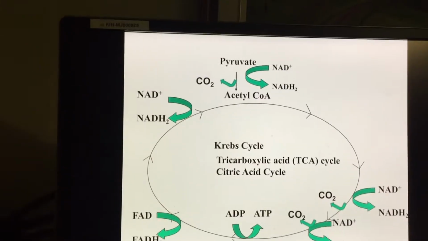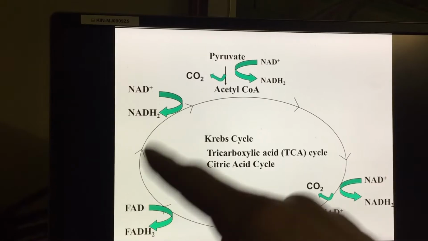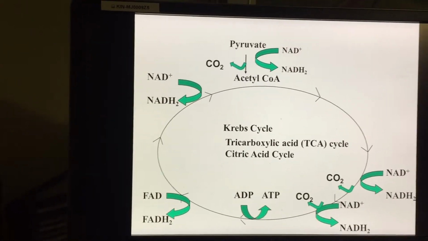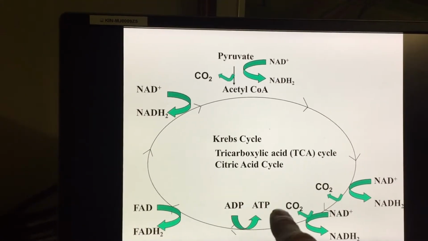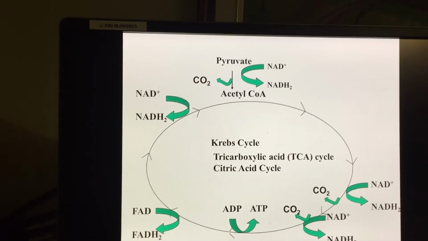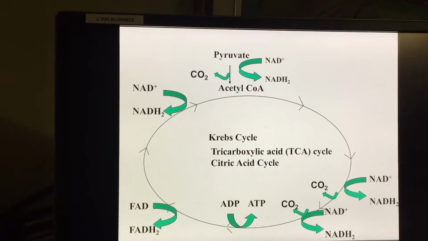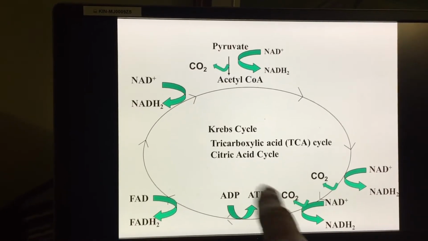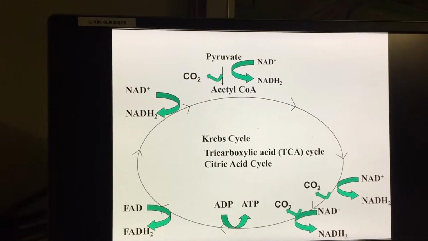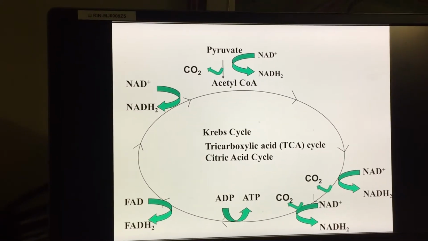This pathway goes around twice, so you got to think that everything gets multiplied by 2 here. You get 1 ATP that's produced directly in one cycle of this pathway. So again, it goes around twice. So you get 2 ATPs from one molecule of glucose.